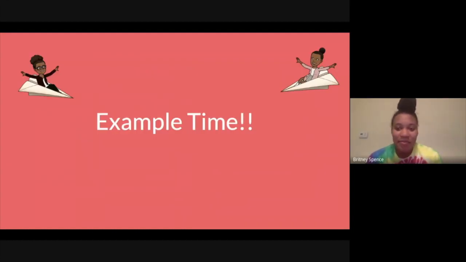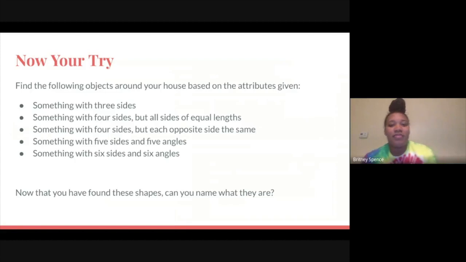So example time. It's time for you to try and go on a little scavenger hunt at home. So it says find the following objects around your house based on the attributes. Remember, characteristics given. Find something with 3 sides, something with 4 sides, but all sides of equal lengths. Find something with 4 sides, but each opposite side the same. Find something with 5 sides and 5 angles. And find something with 6 sides and 6 angles. And once you have found those shapes, can you name what they are? Let's see if you remember.